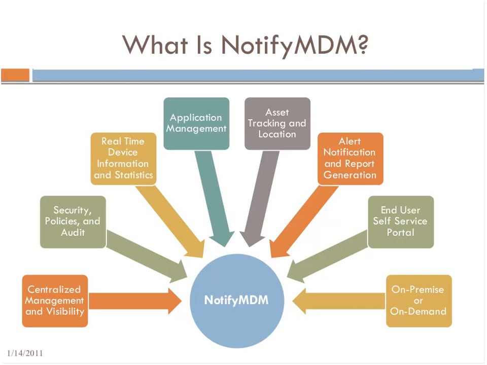Asset tracking and location. Here it's more of the framework to know what devices are out there, model numbers, version numbers of OS. Location is mentioned here in the fact that we can track the device. You can find the device.